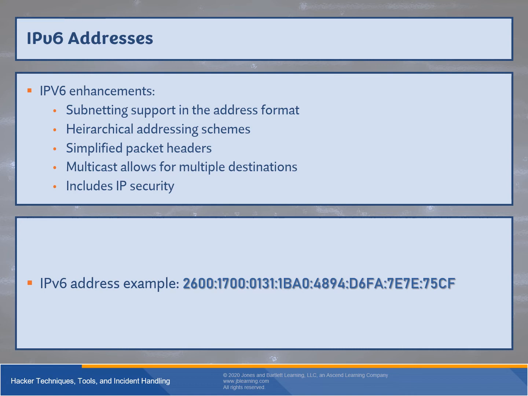The packet headers have been simplified in order to reduce a little bit of the overhead, because we are transmitting more data just for the header itself. And we have some built-in security with good old IPv6. Now let's take a look at an example of this address so you can see what I'm talking about. 2600:1700:0131:1BA0:4894:D6FA:7E7E:75CF. That's a lot, right?